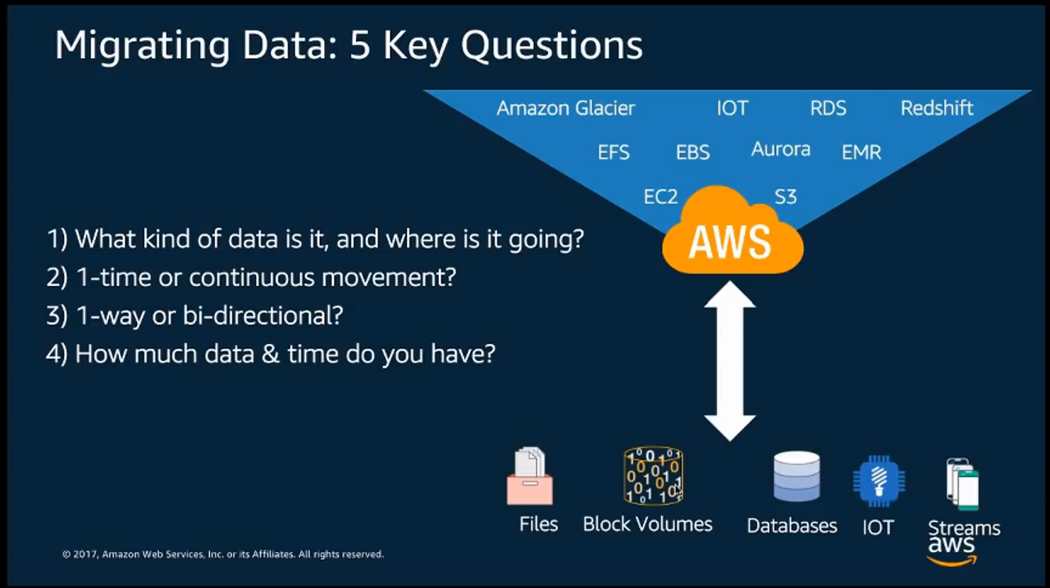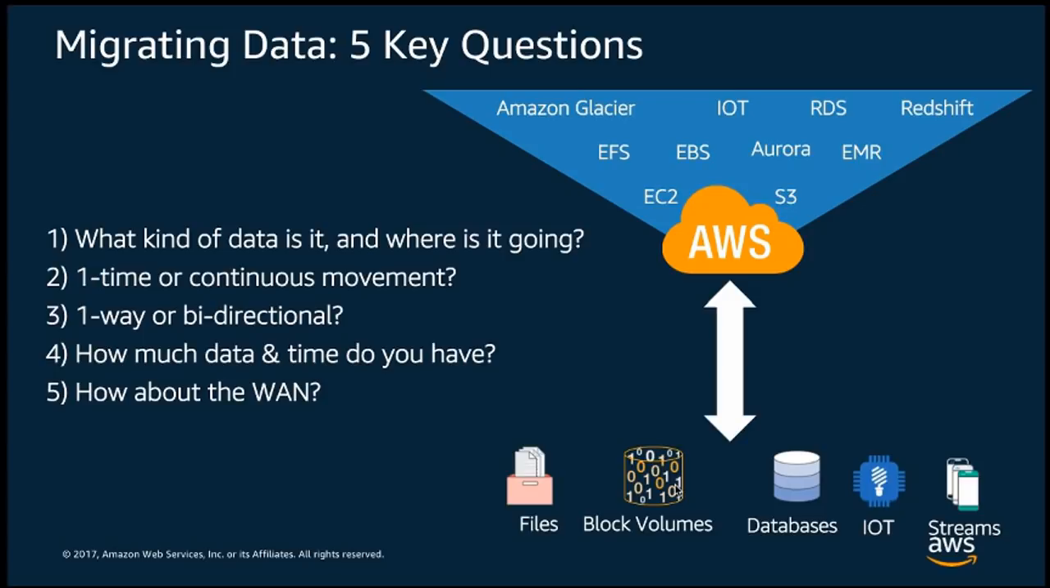Number 4, how much data and time do you have? This goes back to what does the network look like if I'm going to do continuous migration or a one-time migration? How much do I need to move at a time? And what's my time frame from when I start to when I want to be up and running inside of AWS? And the last is, what about the WAN?